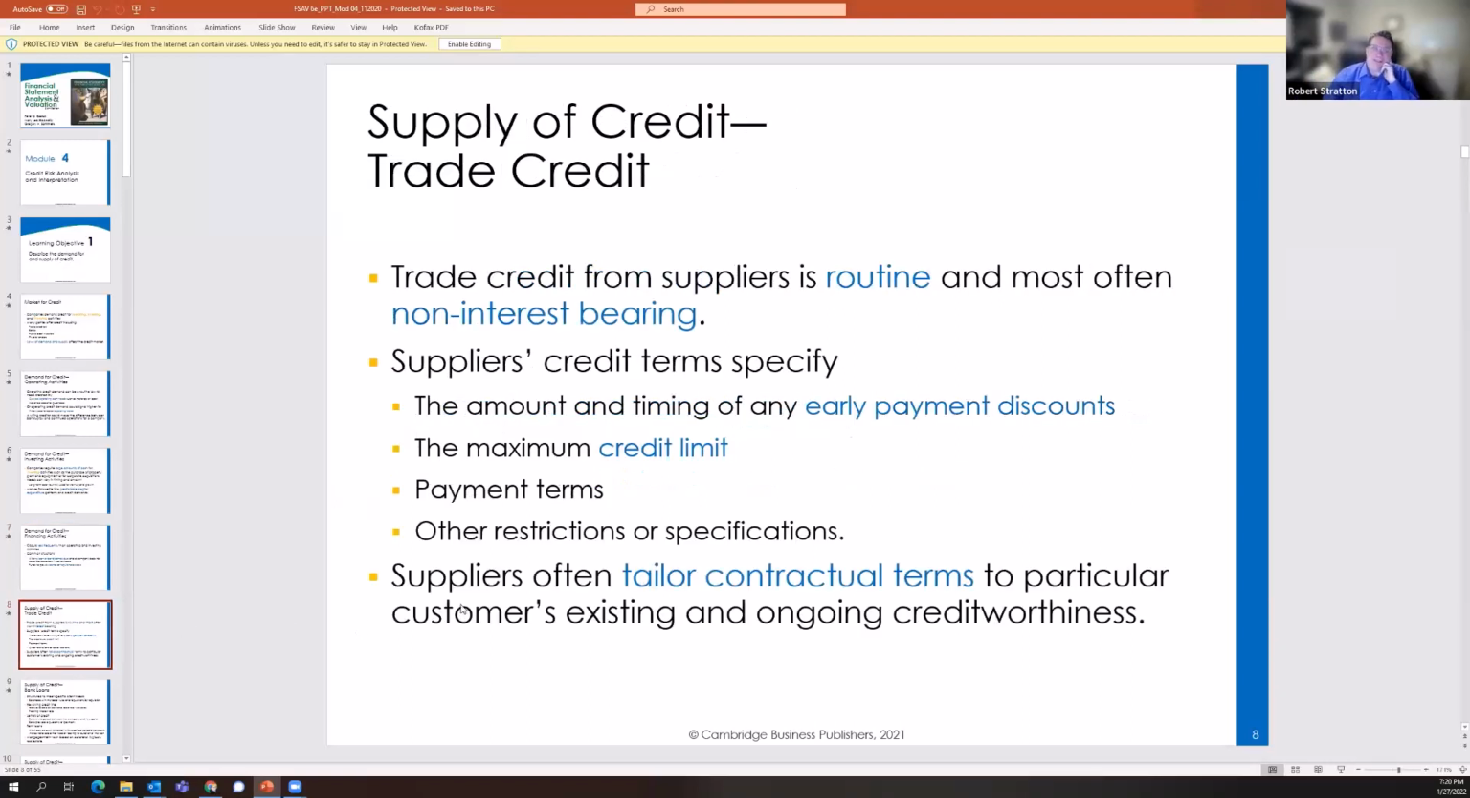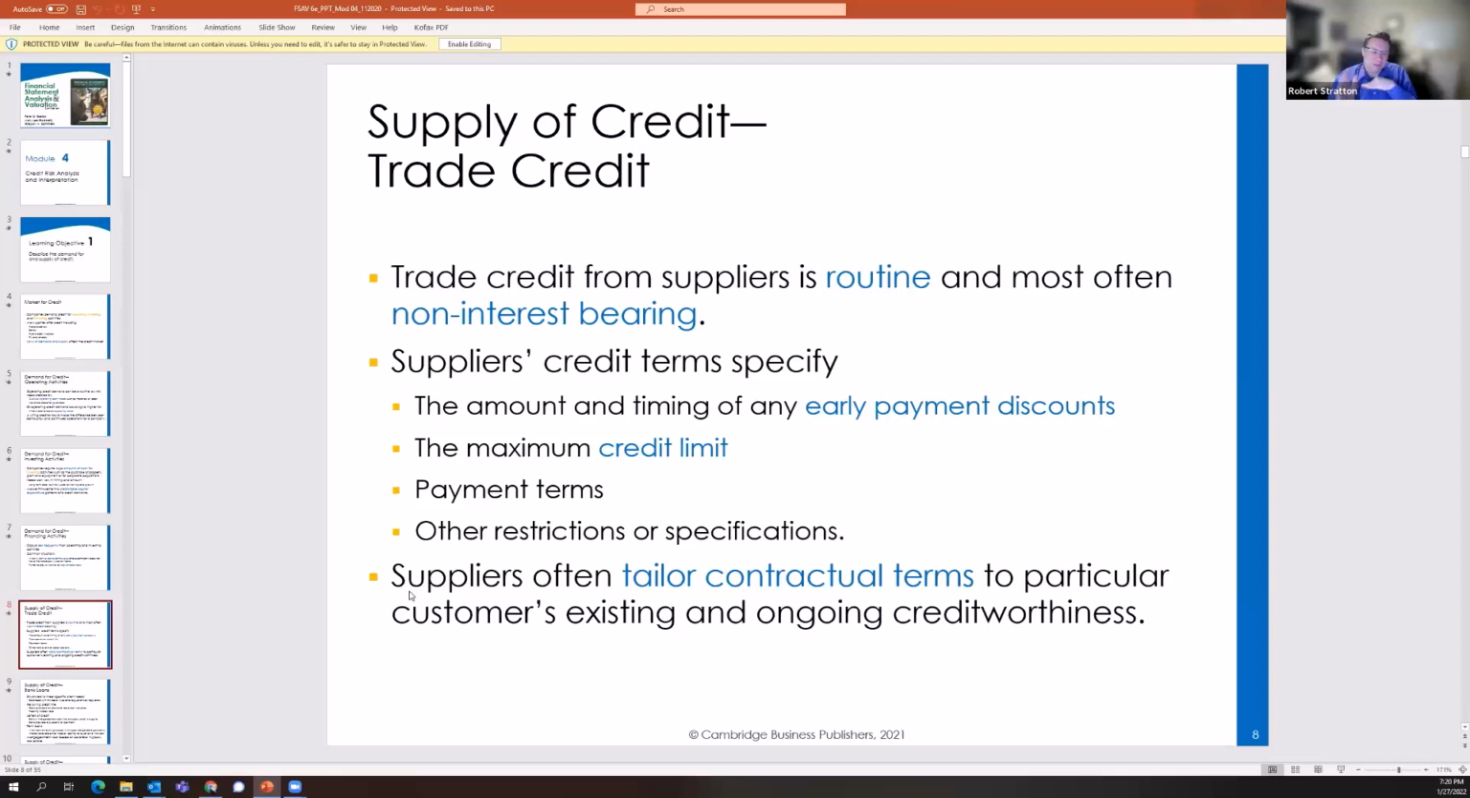Okay, so let's talk a little bit about trade credit. So most of the time trade credit is non-interest bearing, like you're probably familiar with net 30 or whatever. So typically this kind of trade credit is non-interest bearing, but if you pay quicker and easier, then you get a discount on your invoice.